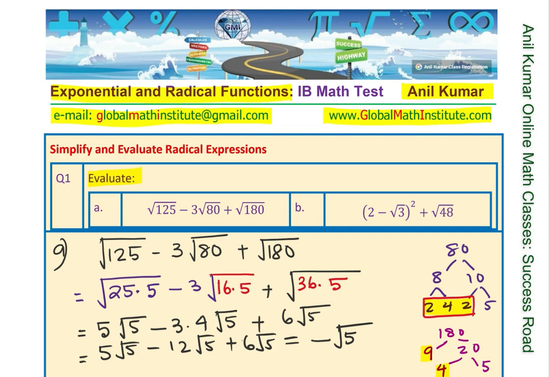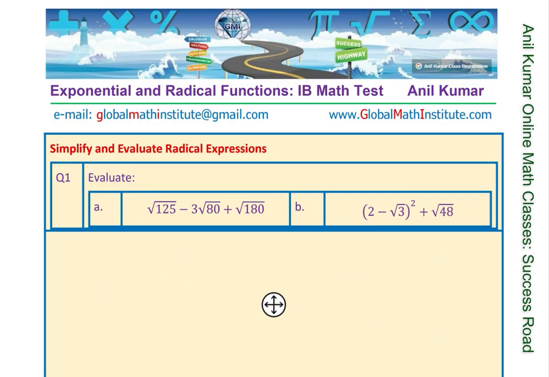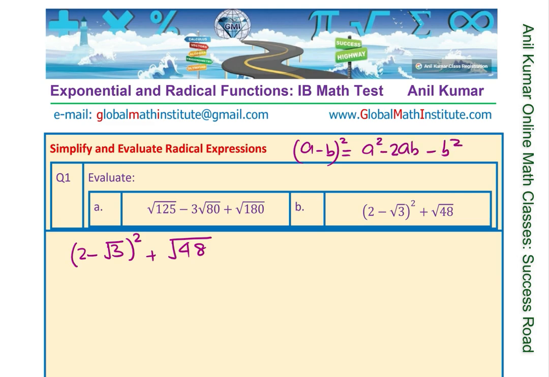So that's an important test question to begin with. Now let's look into the second part, where we'll understand how to expand and then simplify. We are given (2 minus square root 3) whole squared plus square root 48. I hope you remember what (a minus b) whole squared is: a squared minus 2ab plus b squared. That is how I'm going to expand this.